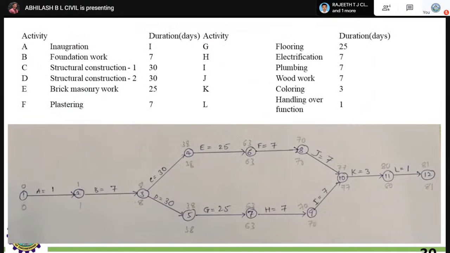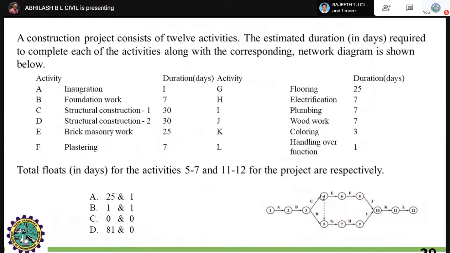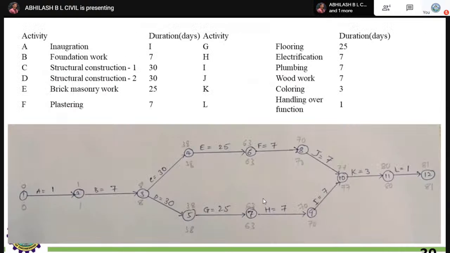Yes, this is the question. Start with 0. This will be the 0 days from activity A, 1, right? Here A, B, C, D are there: 1, 7, 30, 30. Just note down these values on the activity arrows: 1, 7, 30, 25, 7, 7. You just mention A equals 1, B equals 7, C equals 30. Next, go on with this particular flow.